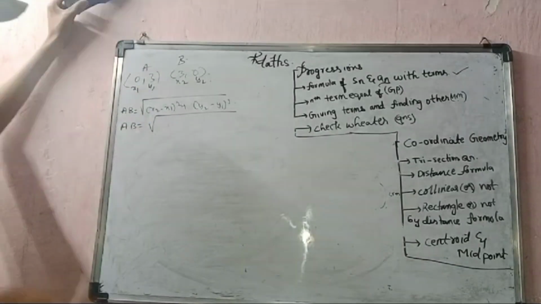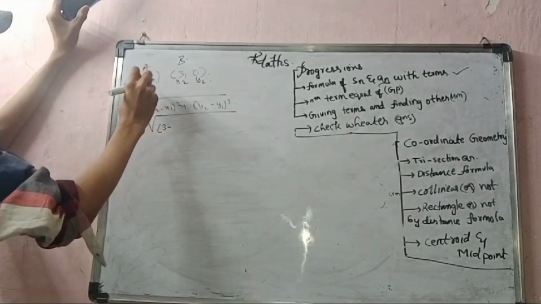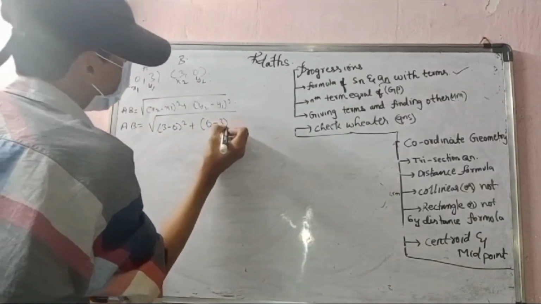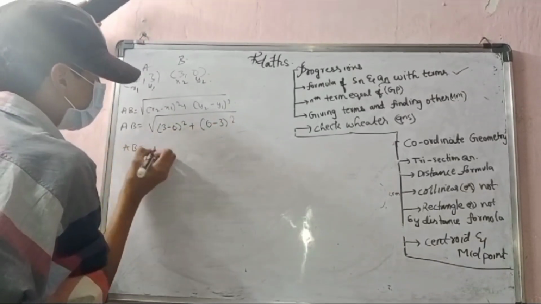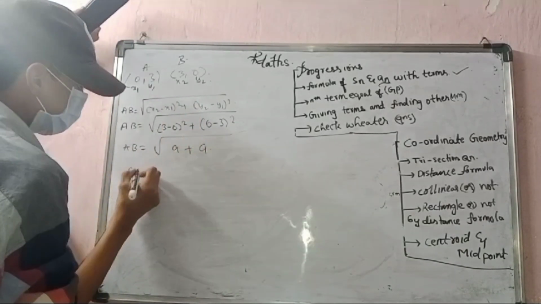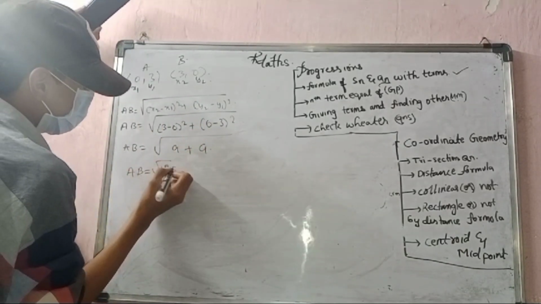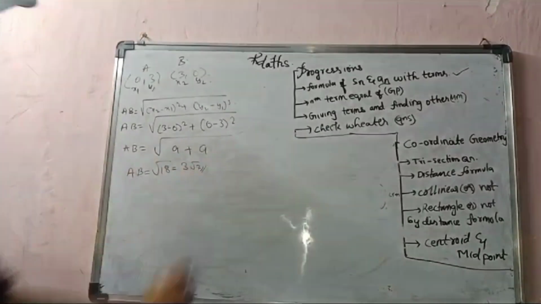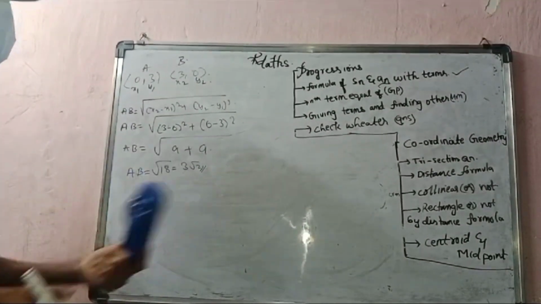x2 is what here? 3. 3 minus x1 whole square. 3 minus 0 whole square plus y2, which is 0 minus 3, whole square. AB is equal to 3 minus 0, 3 square 9, plus 9. AB is equal to root 18, which is nothing but 3 root 2. This is the distance between them. Okay, clear? Distance is nothing but this only.